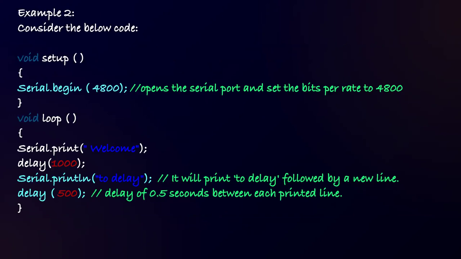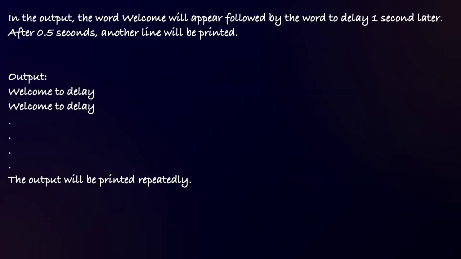Example number 2. See the second example. In the void setup, the baud rate is given for the serial port. Then Serial.print welcome. Then give a delay of 1000 milliseconds, that is 1 second. Then Serial.println, that means in a new line, with a delay of 500, that is half a second, 0.5 seconds. Clear? So this is how it looks. Understood?